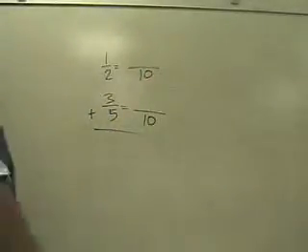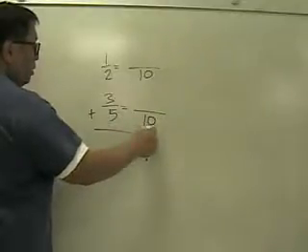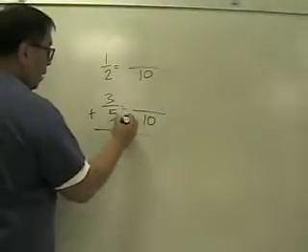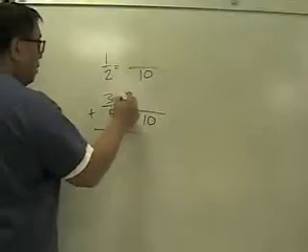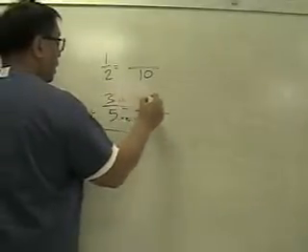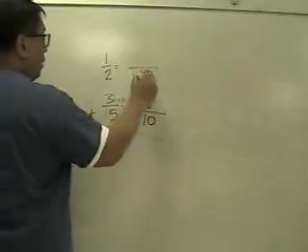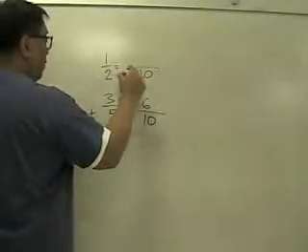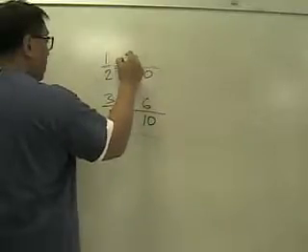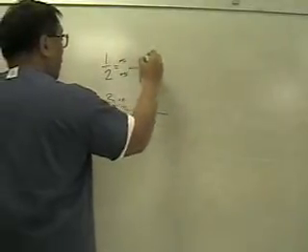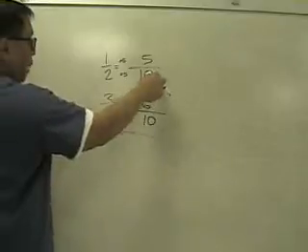Then I have to ask myself, 5 times what equals 10? So I've got to do 5 times 2 to make it 10. So if I do times 2 on the bottom, I can do times 2 at the top. So 3 times 2 is 6. 2 times what equals 10? And that's of course 5. So if I do times 5 on the bottom, I can do times 5 on the top. 1 times 5 is 5. 5 over 10.